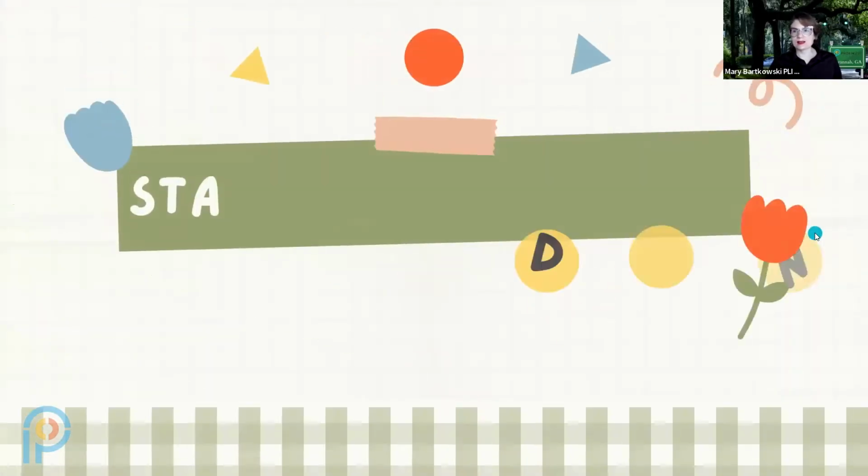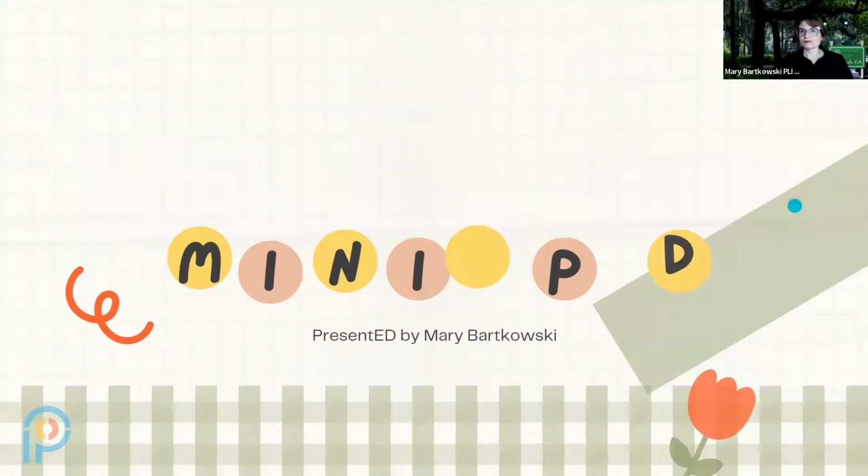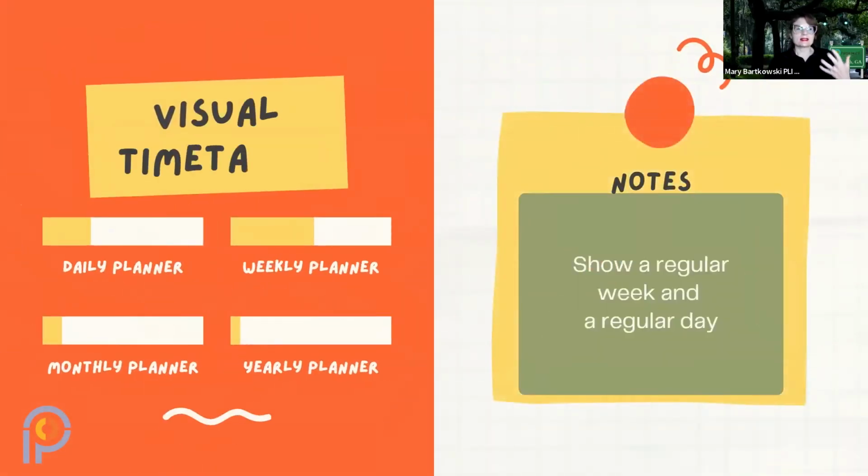Today we're going to be talking about stability and routine. Classroom routines are always essential, but now, especially in a virtual setting, they're more important than ever. Here are some ideas to help our students with stability and routine. Students exhibit positive behaviors when there is stability in class, and sometimes even the slightest change in a routine can lead to chaos.